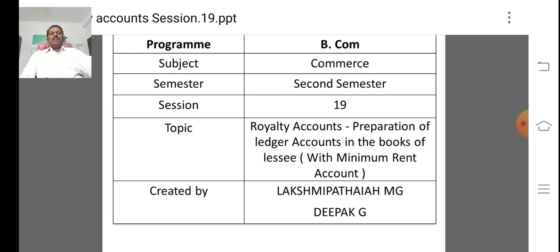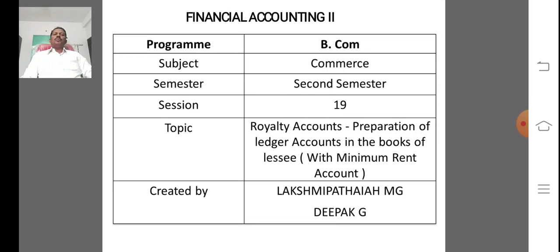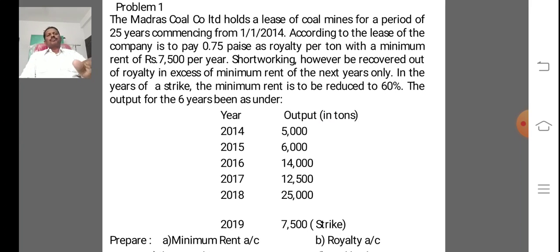My title is Financial Accounting 2. Now I am discussing session number 19. The topic covered is the royalty account, that is, preparation of ledger accounts in the books of the lessee with minimum rent account. So first we take one problem.